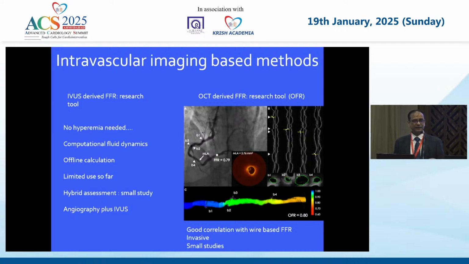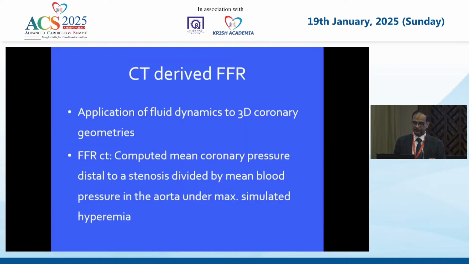There are also imaging-based modalities which are now appearing. They were offline, but now an online or a real-time version is beginning to be tested in clinical trials. The CT-FFR is probably the most exciting advance in this phase, and I think this is something that we'll all have to learn.